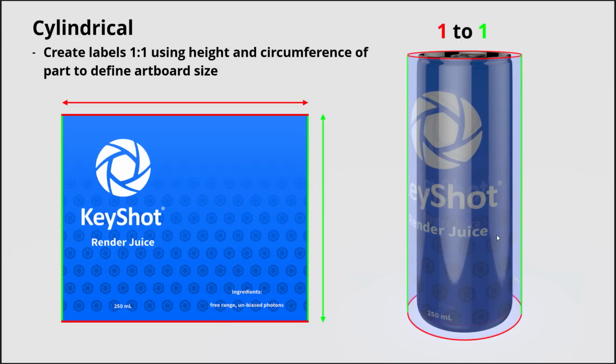You're not going to have very much luck if you're just doing random graphics and then putting them onto some shape. In this case, we have our KeyShot render juice can, and I had to do a little bit of math to determine that the height is 135 millimeters and the circumference was more than that. I can't remember, I think it's like 166 millimeters, something like that. But if I know the size of the geometry, I can create the artwork specifically for it, and then it's going to fit one-to-one, and it's magical when it works one-to-one. So we'll talk about that actual workflow, and we'll use this example a little bit later.